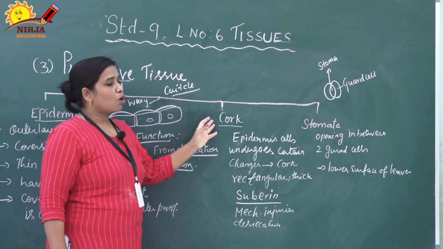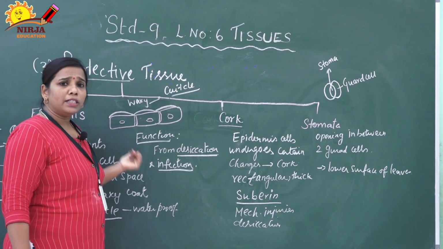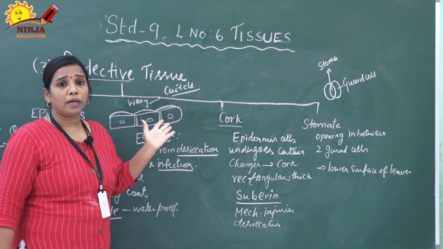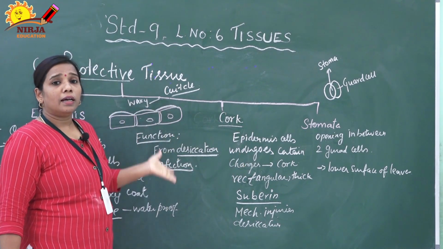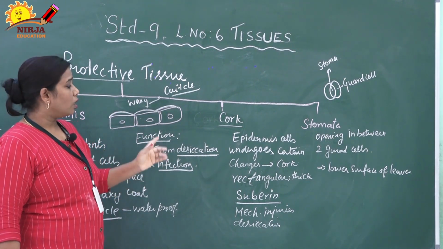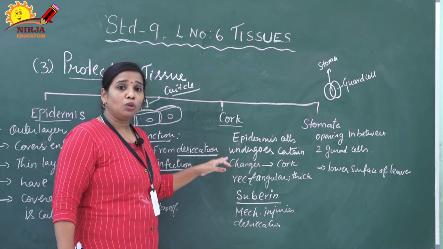Right. Next one is cork. These epidermis cells undergo certain changes and are converted into cork. So cork is nothing but the cork cambium. Already we learned from the lateral meristem that the bark cells are called cork cambium. So this epidermis undergoes certain changes and is converted into cork.